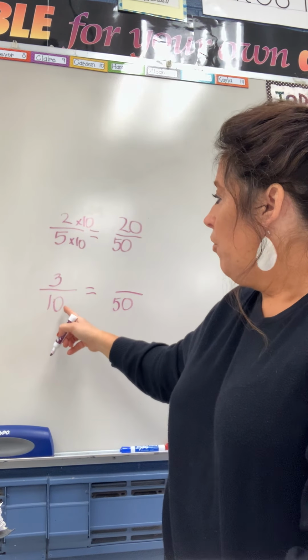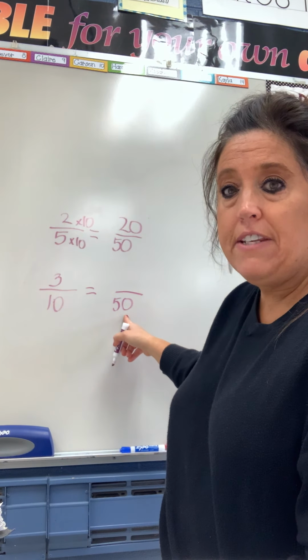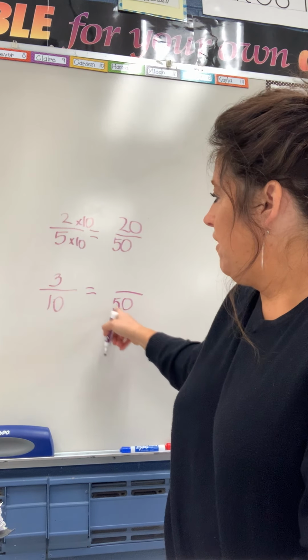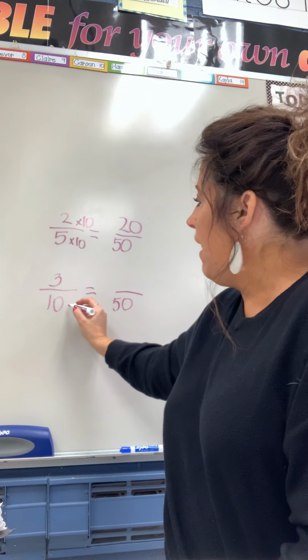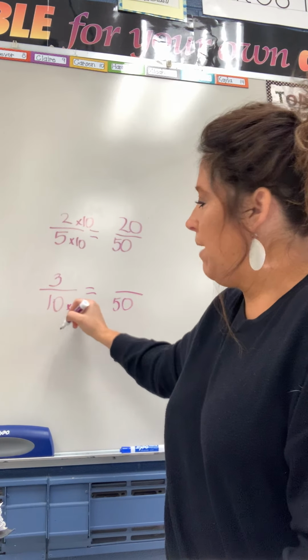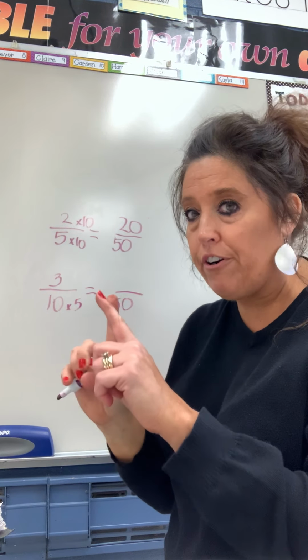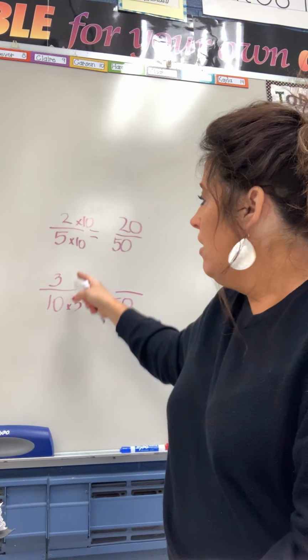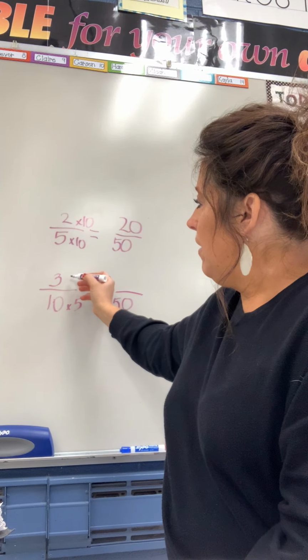Down here, what am I doing to the 10 to get to 50? If I'm not sure, you just divide it. 50 divided by 10 equals 5. So that means I've multiplied my 10 times 5, because division and multiplication are inverse operations. They work together. Whatever I do here, I'm going to do up in my numerator.